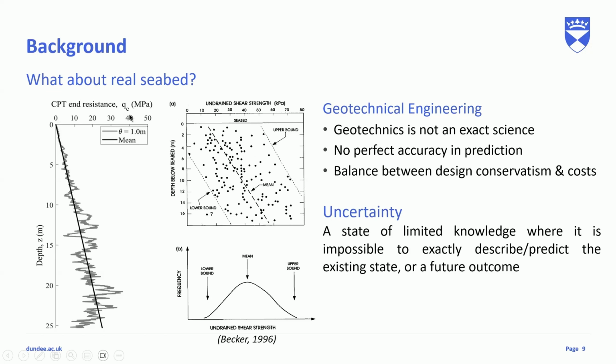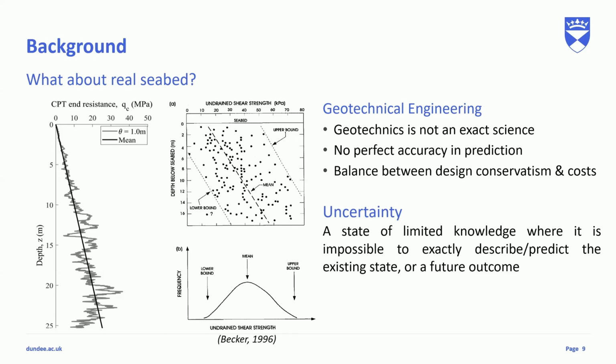So this qc is a CPT test result, the resistance result. You can see that it's almost linearly increasing from the seabed, but there is large variation, especially with increasing depth. The other one is undrained shear strength, Su, we just mentioned. It's also almost linearly increasing, but has very wide lower and upper bounds. So sometimes in practice, it's not very easy to choose the characteristic value, which one we should use.